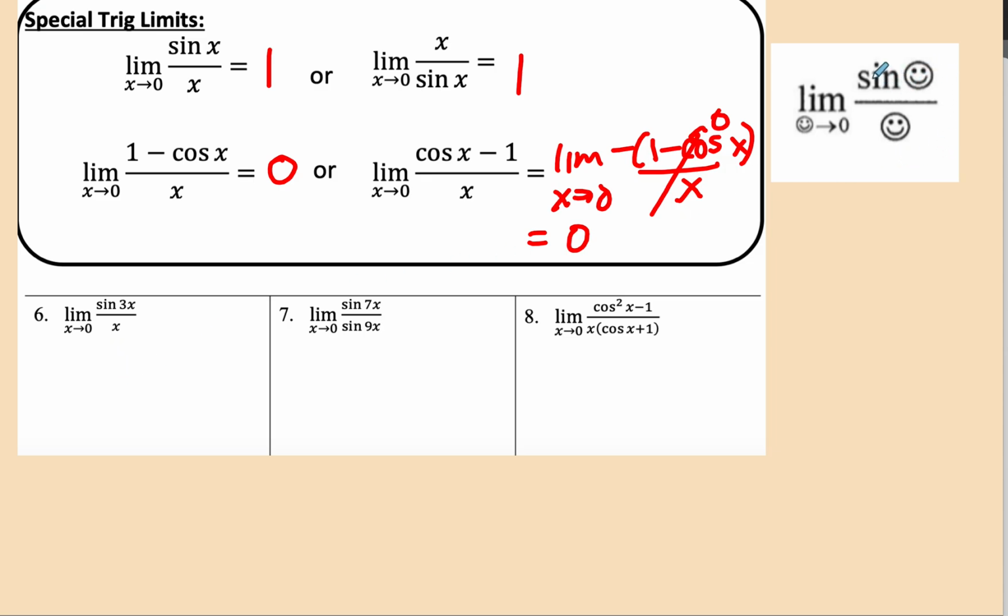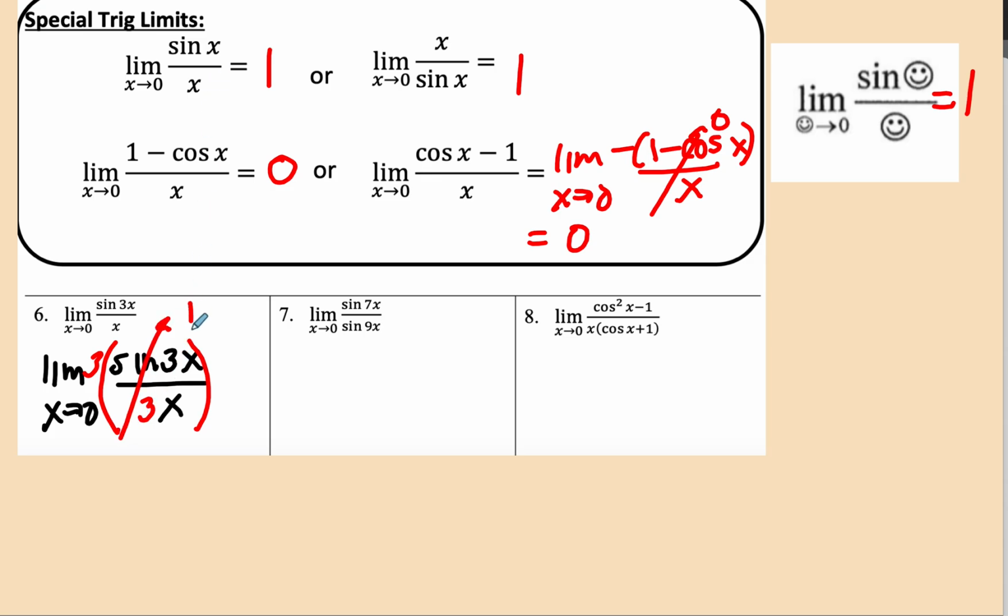Now, what we need to understand is the sine of an angle over the angle is going to be equal to 1. So here's the angle 3x, and I really need another 3x. So what I'm going to do is some algebra manipulation. I'm going to multiply by the number 1, so I'm going to multiply by 3 over 3. 3 over 3 won't change anything. Okay, now this part right here looks like this rule for sine of x over x. So this is going to go to 1, and then 3 times 1 is 3.